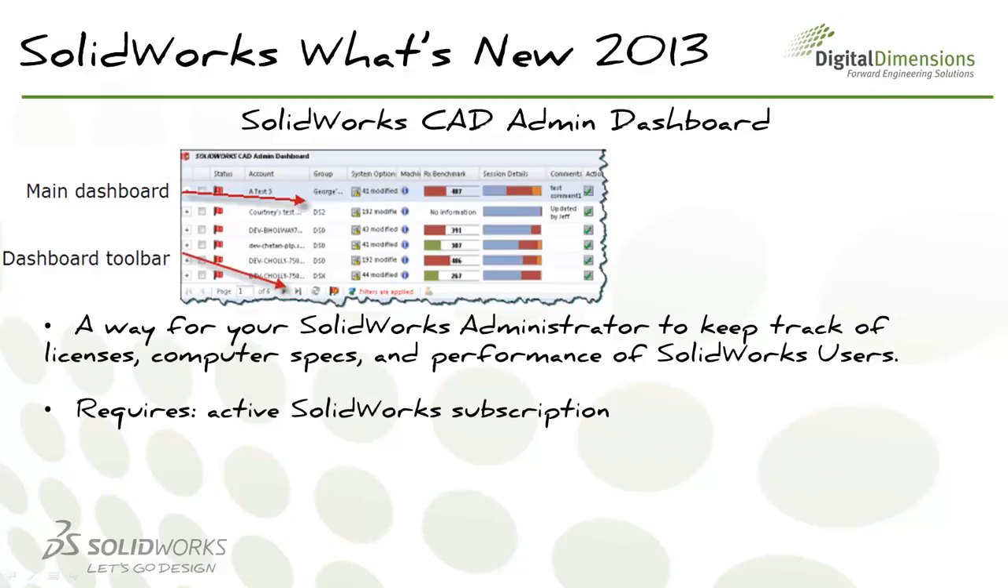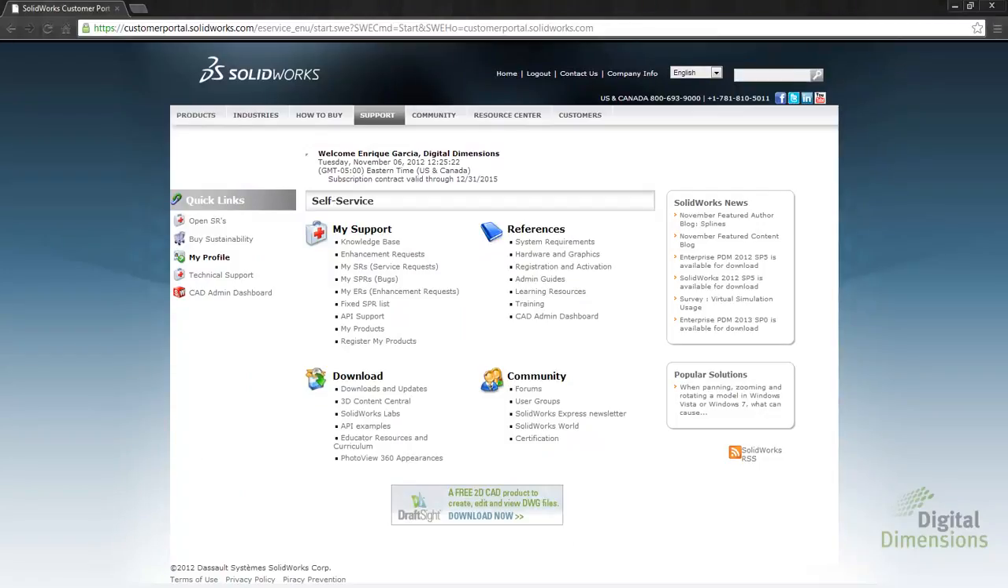So the guys at SOLIDWORKS put together the SOLIDWORKS CAD Admin Dashboard. This dashboard is a way for anyone to monitor performance, hardware status, and changes made to the SOLIDWORKS system option settings for each individual SOLIDWORKS user at your company. Now, to use this resource, you do have to have an active SOLIDWORKS subscription contract through your local reseller. To access the SOLIDWORKS CAD Admin Dashboard, we simply go over to the Customer Portal and log in. On your Customer Portal main homepage, you'll notice under the References section a new entry called the CAD Admin Dashboard.